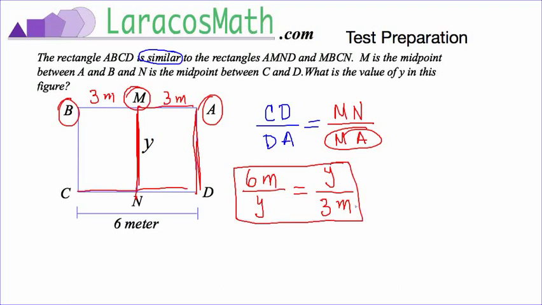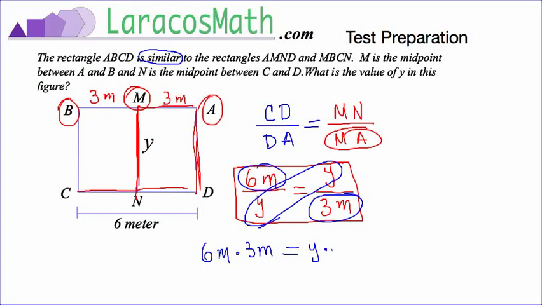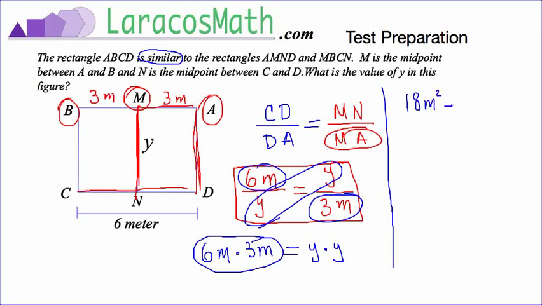What I'm gonna do is multiply this guy times this. So I'm gonna make 6 meters times 3 meters, and I'm gonna multiply these two, equals Y times Y. So in this case, what I have now is 3 times 6, or 6 times 3, this is 18 meters square equals Y square. So now, what is the value for this? Because I'm looking for Y, not Y square.